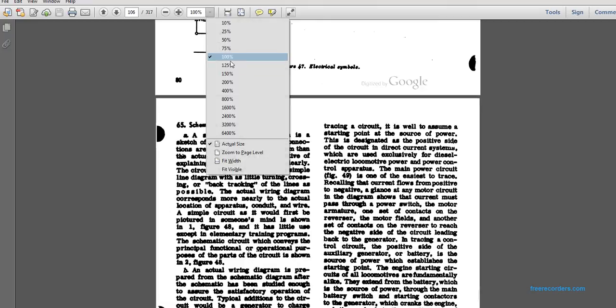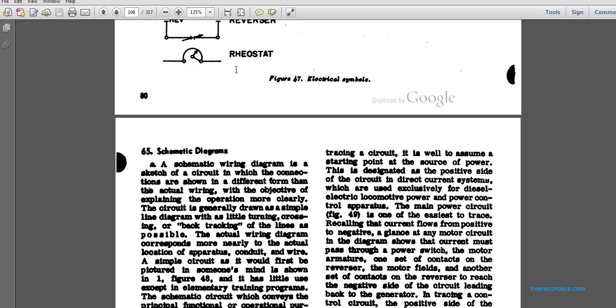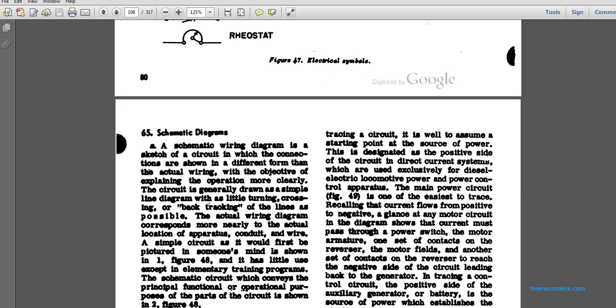Maybe 125. Schematic drawings: a wiring drawing is a sketch, with the connections shown differently from the actual wiring, with the objective of explaining the operation more clearly. The circuit is generally drawn in a simple diagram with as little turning, crossing or backtracking of the lines as possible. The actual wiring diagram corresponds nearly to the actual location of apparatus and continuity of the wire. The simple circuit would be first pictured as someone has in mind, as shown in the figure.